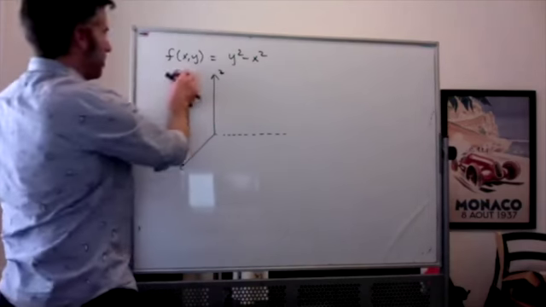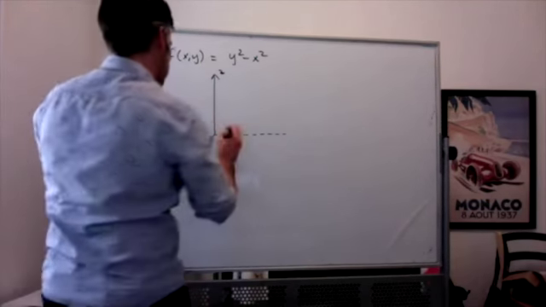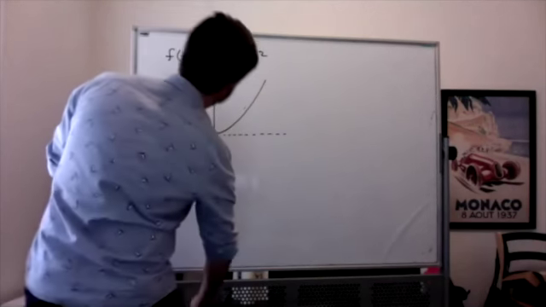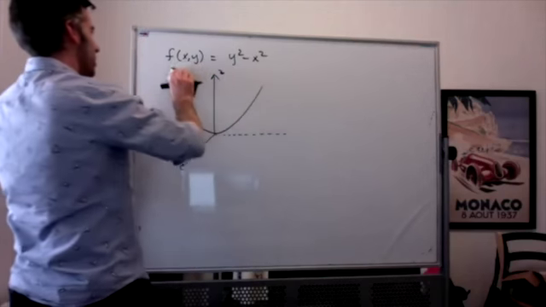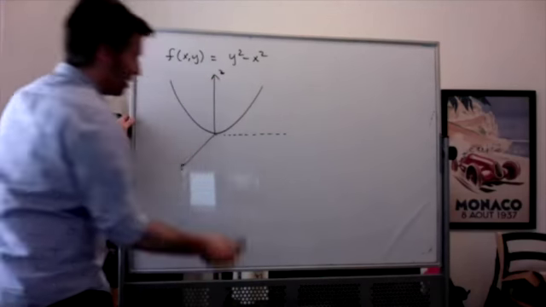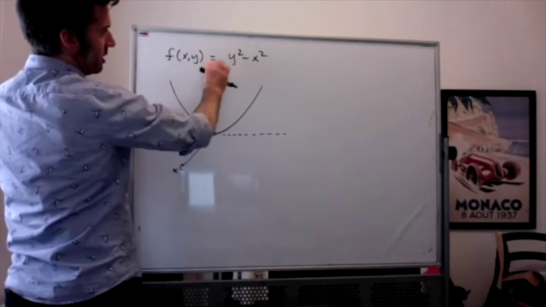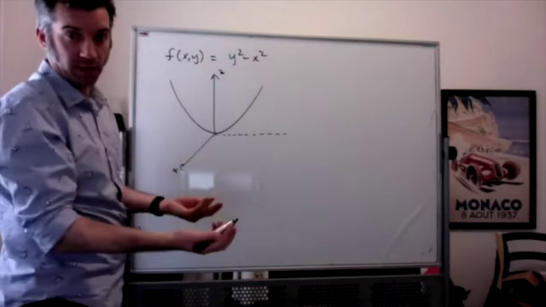Let's do a decent job of this. I do want to make this look good. I got too big there. That's all right. And then in the xz plane, I'm going to have y equal to 0, so z equal to negative x squared. So it's going to be a downward opening parabola that way.